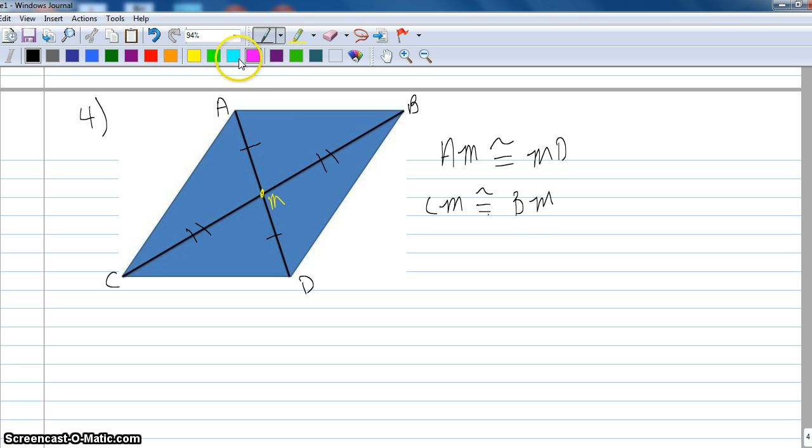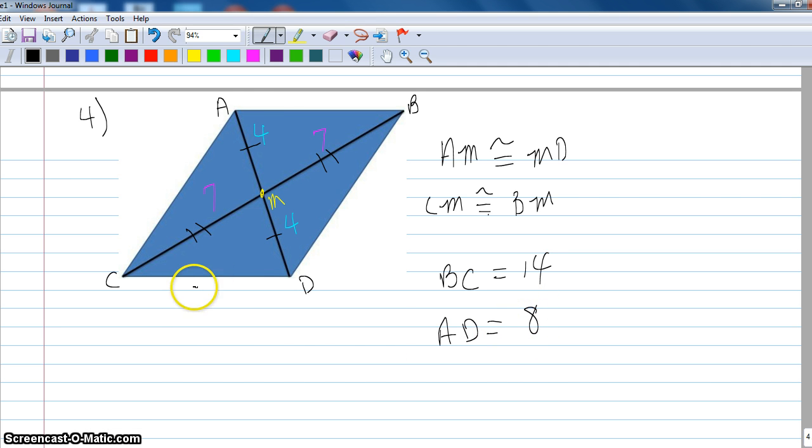So in other words, if AM is 4, then MD is 4. If CM is 7, then MB is 7. Which means, how much is CB? How much is BC? All of this. Well, it's 7 plus 7. So BC is 14. How much is it from A to D? It's 4 plus 4, and that's 8.